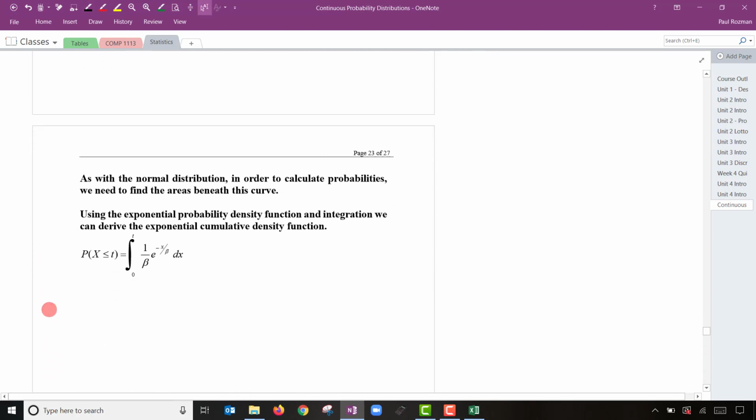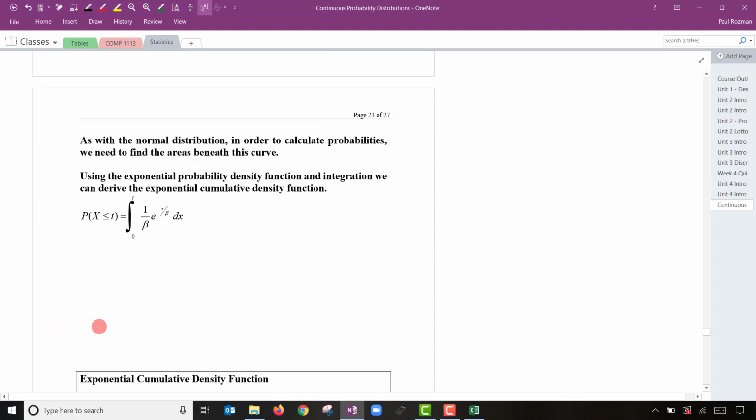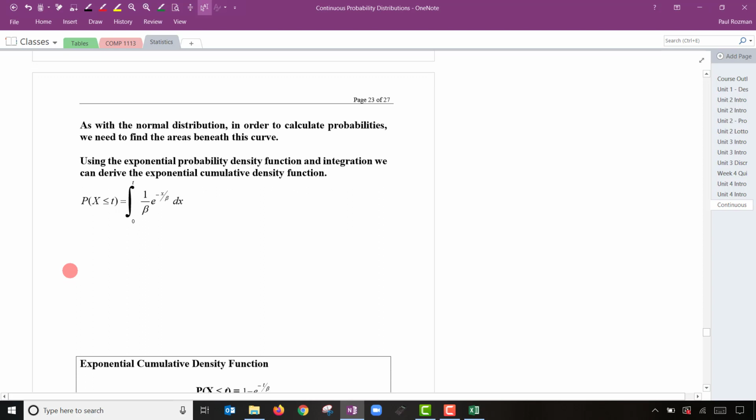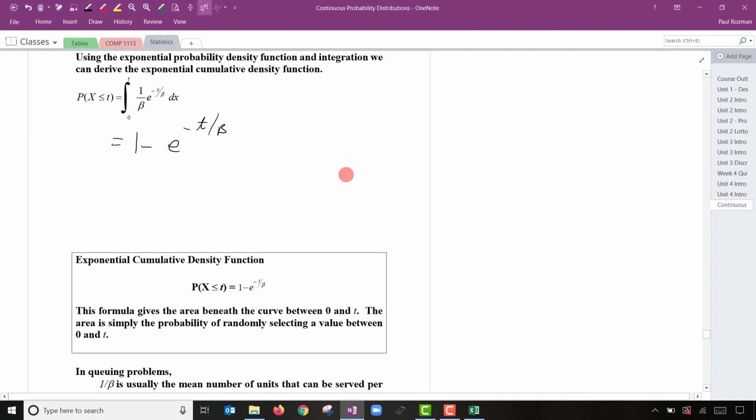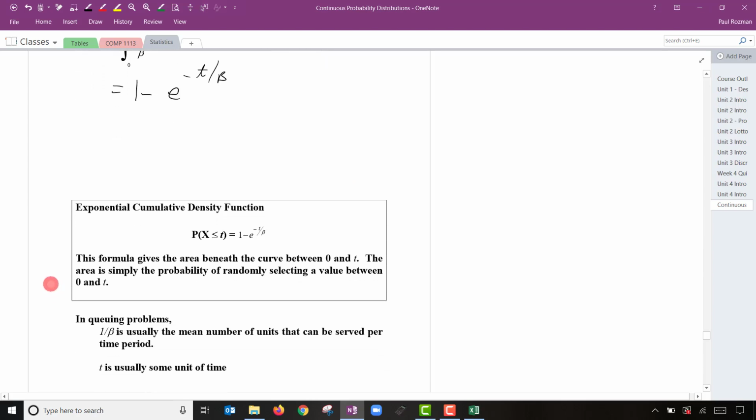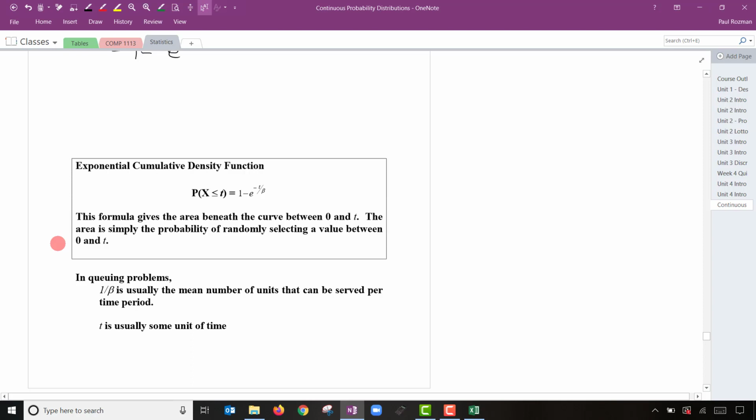I already did the integral. I was so excited I couldn't wait. So we've already derived this formula up above. We found that it was 1 minus e to the negative t over beta on your formula sheet. So you can just use this now that we've derived that. Although that integral is so easy that you probably wouldn't mind doing that one. So yeah, there we go.